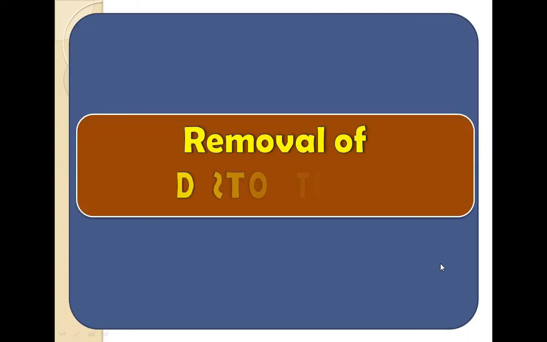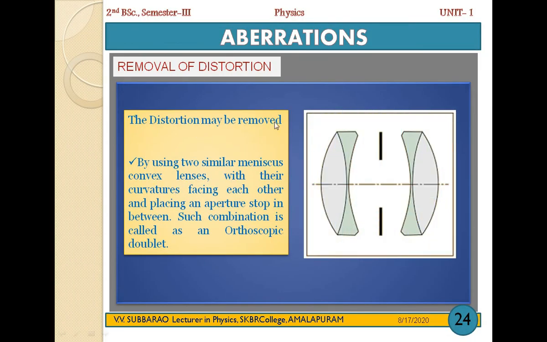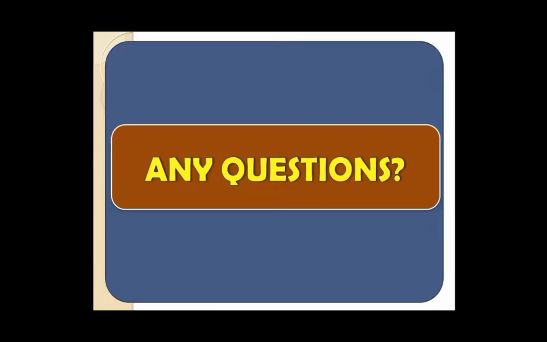Removal of distortion. Distortion may be removed by using two similar meniscus convex lenses with their curvatures facing each other and placing an aperture stop in between. Suppose these are two similar meniscus convex lenses. Their curvatures face each other and there is a stop in between. Such a combination is called an orthoscopic doublet and it effectively removes distortion.